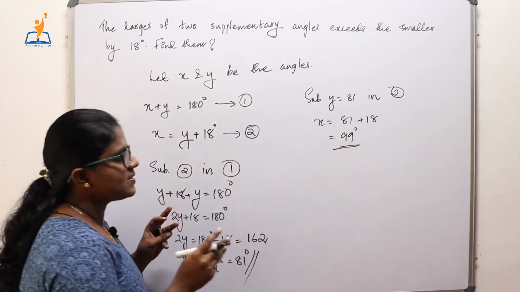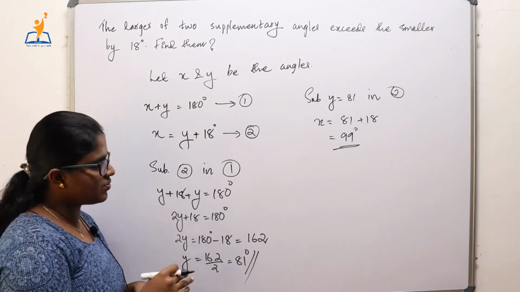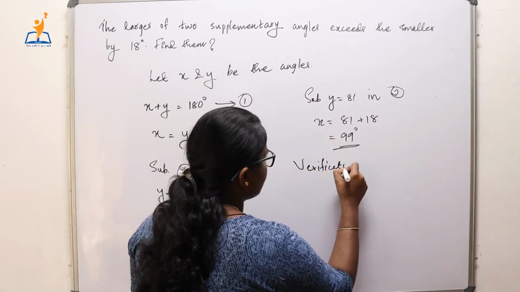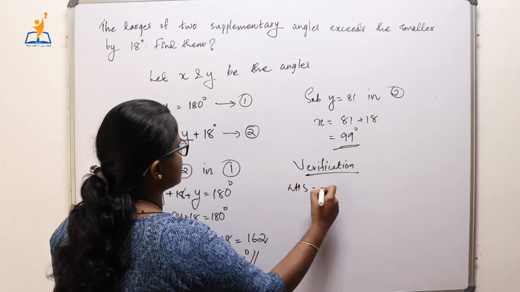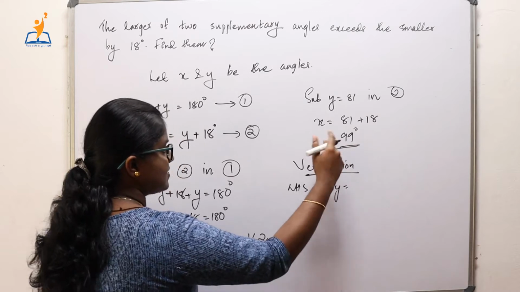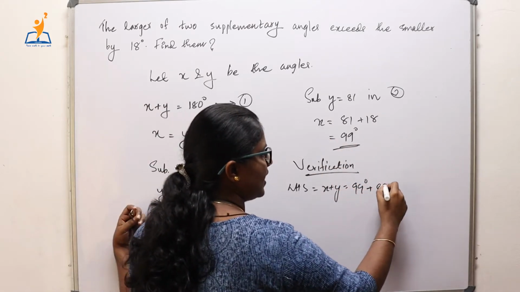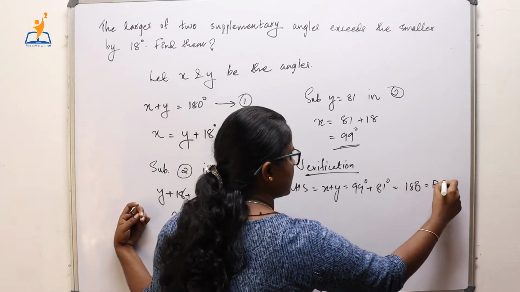So this is the x value, that is x is equal to 99 degree and y is equal to 81 degree. So we will go for the verification part. Verifying equation number 1, LHS becomes x plus y, that is 99 degree plus 81 degree, and that is 180 degree, which is our RHS.